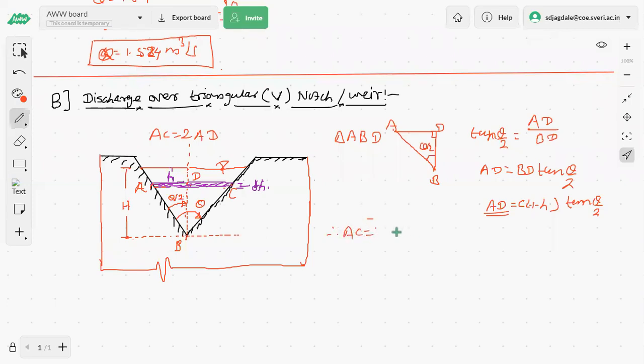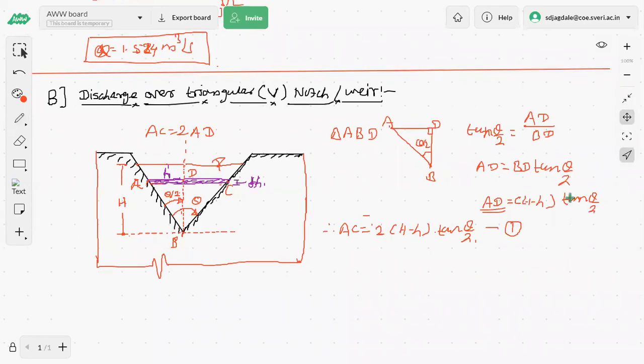Then we have to go for AC. So AC is equal to what? AC is equal to 2 times AD, that is 2 times (H minus h) into tan theta by 2. I would like to consider this as equation number 1.